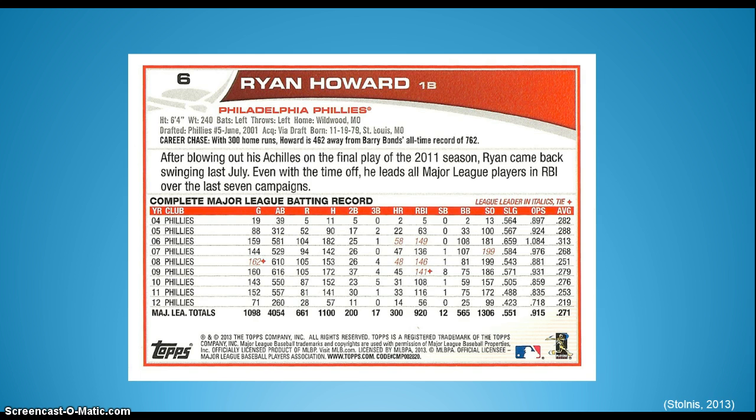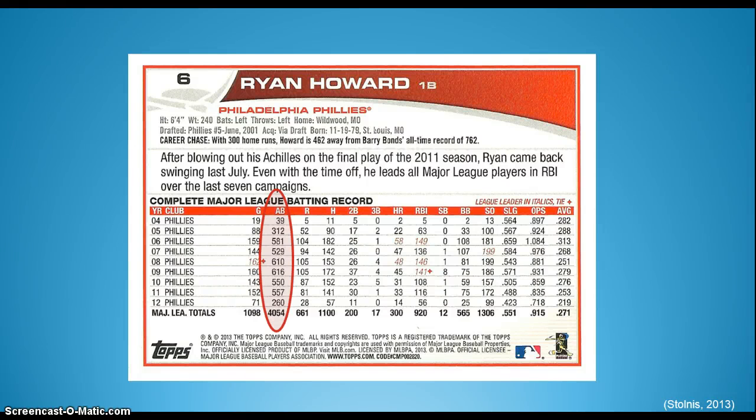On my screen, I have a picture of a baseball card of Ryan Howard. Baseball cards are printed every year and they list past statistics and the current year statistics of baseball players, specifically looking at their batting records. Let's take a look at the data that will help you select your team.